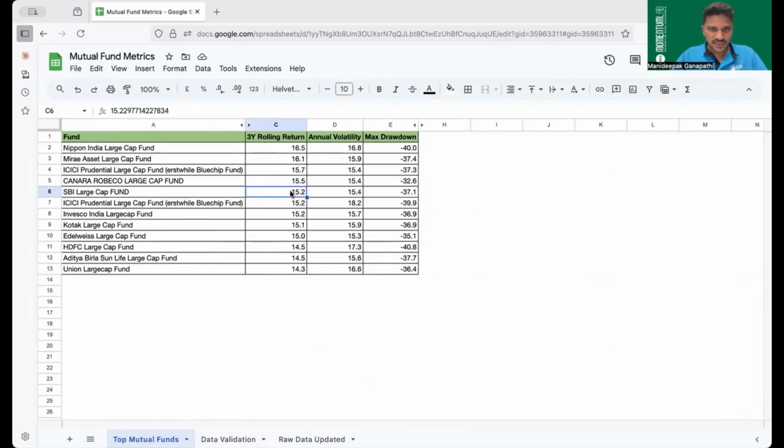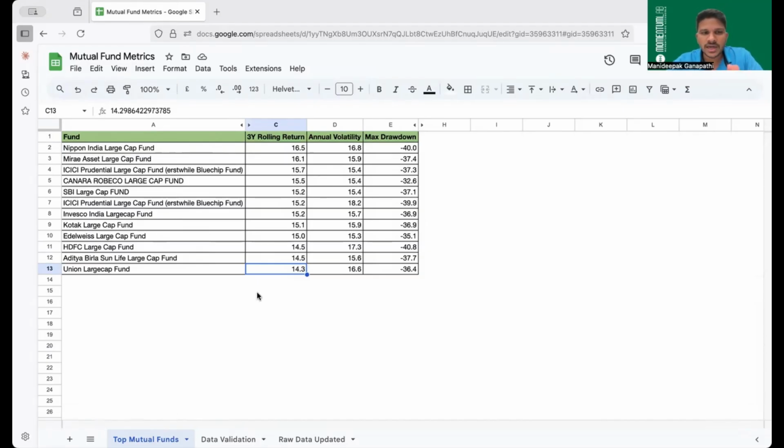So as you can see, on an average, a 3-year rolling return is 16.5% for Nippon India Large Cap Fund. Annual volatility is in the range of 16.8%, and the max drawdown is minus 40%, right? So these funds are very close, though as you go further down, you're seeing there is some significant difference between one fund to another fund, right?